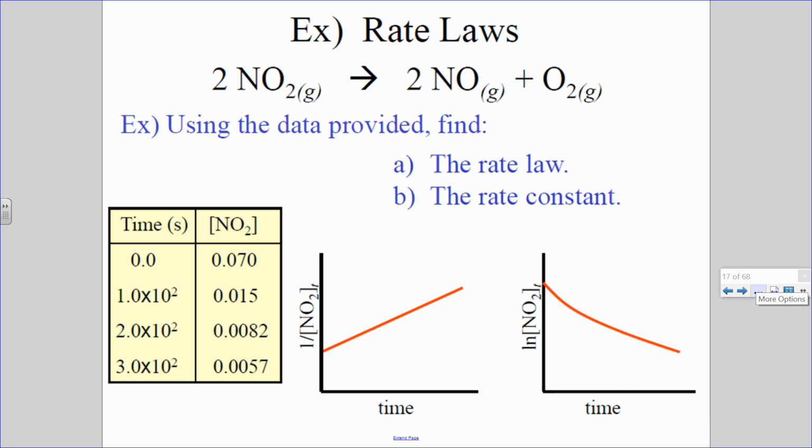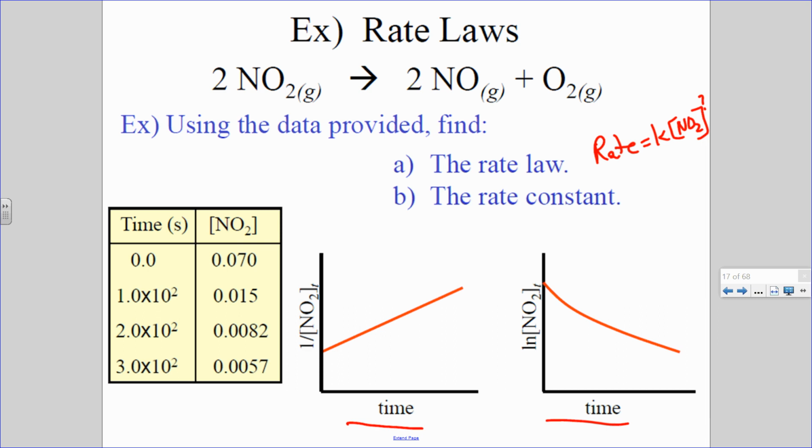So if we look at this, here we go. Find the rate law, find the rate constant. So to find the rate law, rate equals K times the concentration. Now we have one reactant, NO2, and we don't know what the order of the reaction is. We've got to figure that out. The things that we have to figure that out are these two graphs down here.